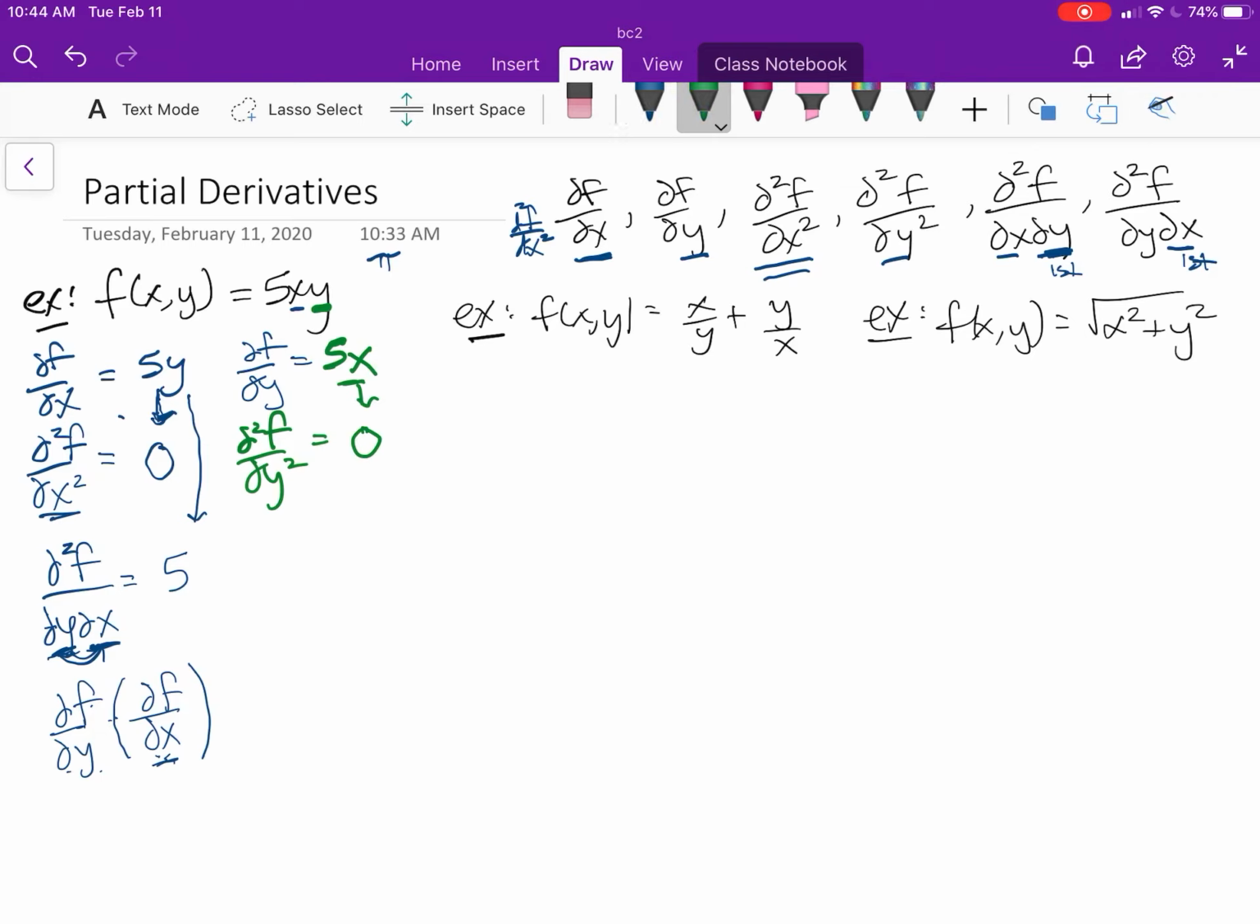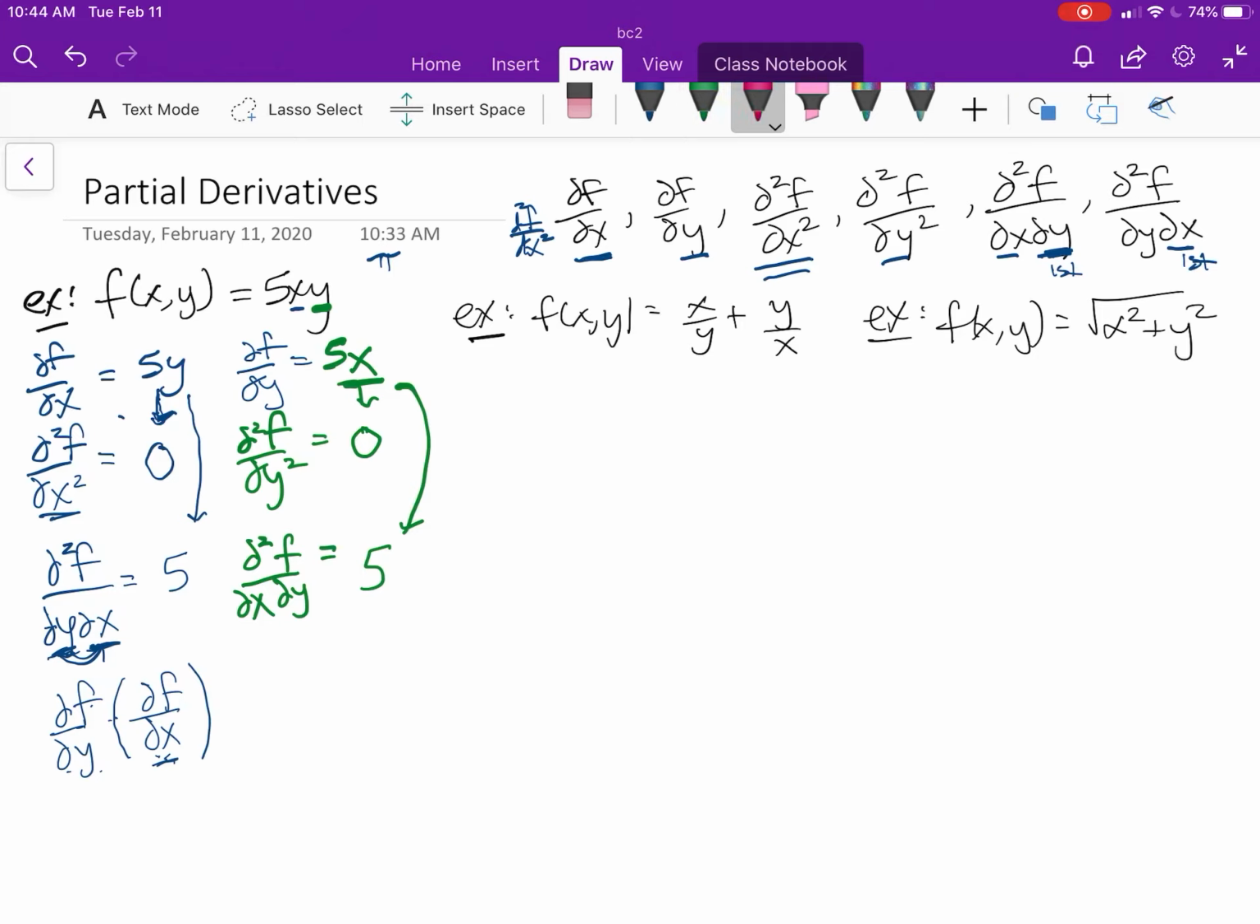So therefore, in this example, partial squared, we did the y first. So next we're going to take that result and do it with respect to x. So when we did y, we got 5x. So the second partial now with respect to x is 5.